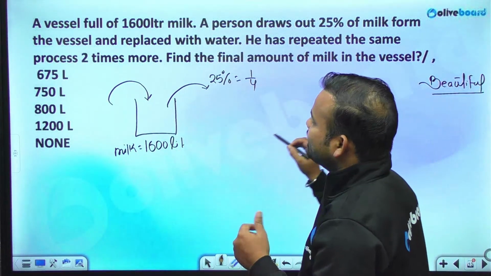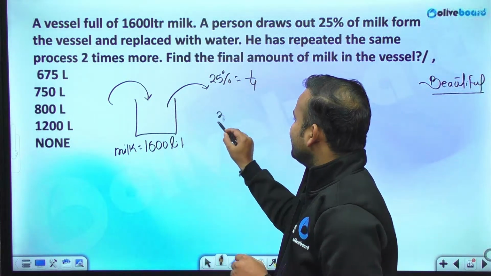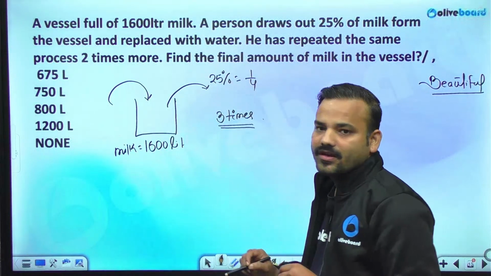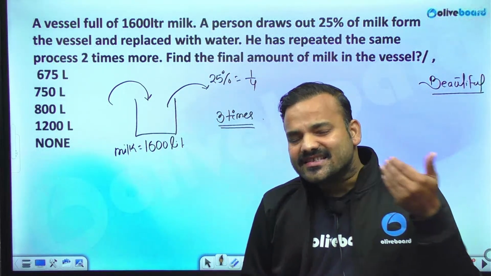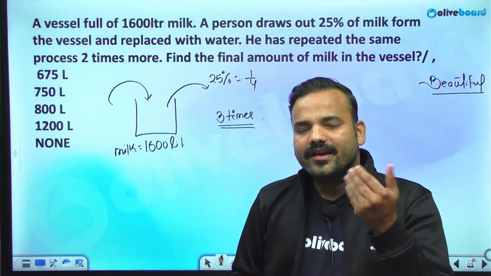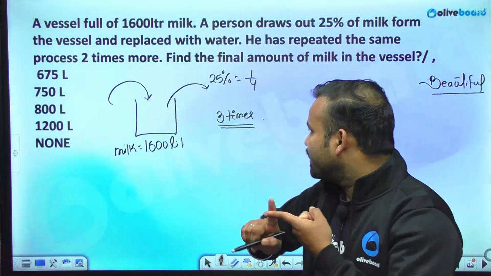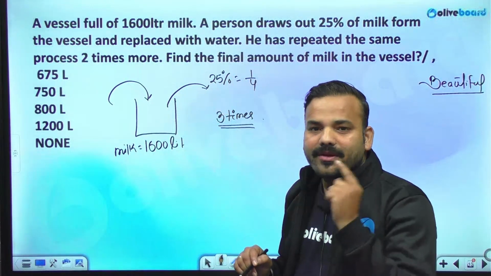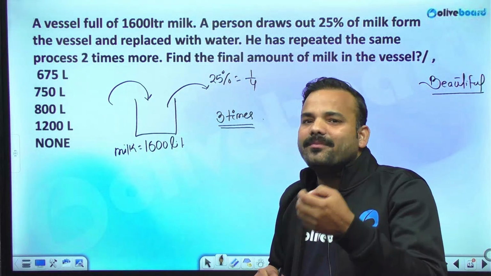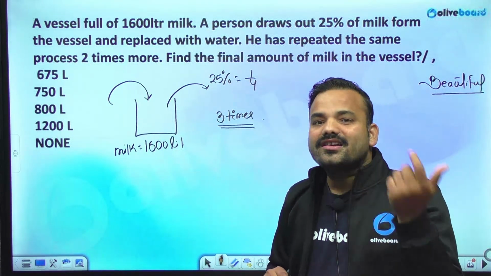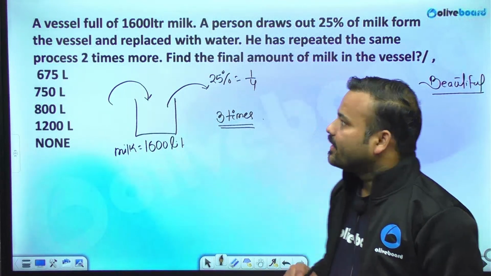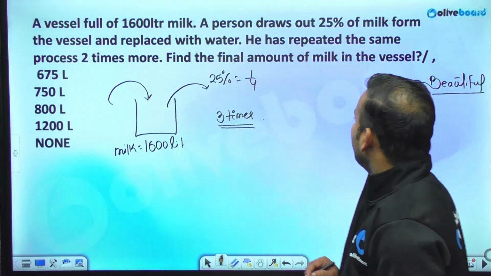He has repeated the same process 2 times more, so entirely he is doing it 3 times. So now again in the second step when he is drawing 25%, the mixture will be coming. In the first case, to the first customer he is giving 25%, that is only pure milk. But the moment he is adding water, to the second customer he is giving a mixture of milk and water. And to the third container he is again giving a mixture of milk and water, in which the water part is more. Now find the final amount of milk in the vessel.